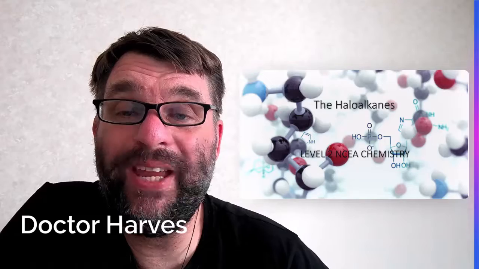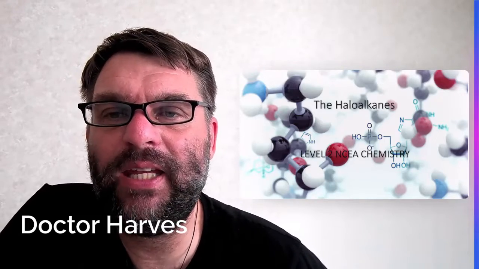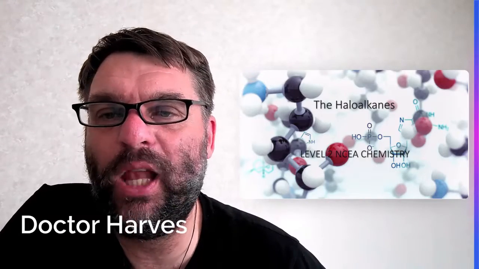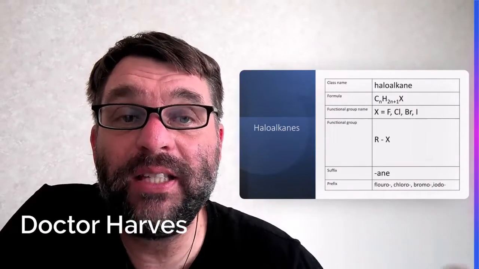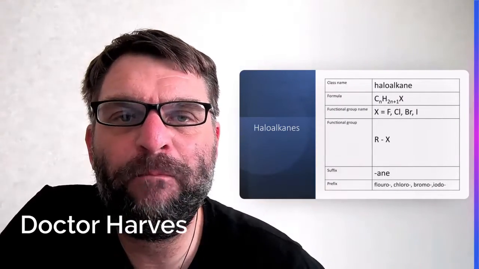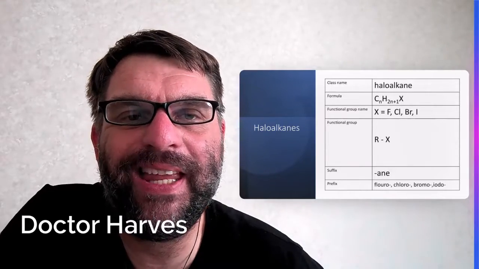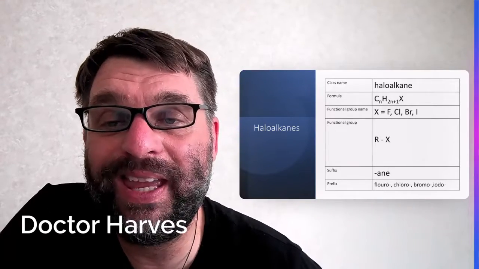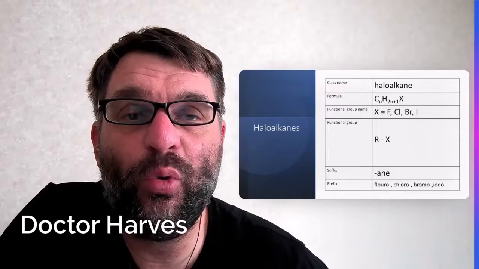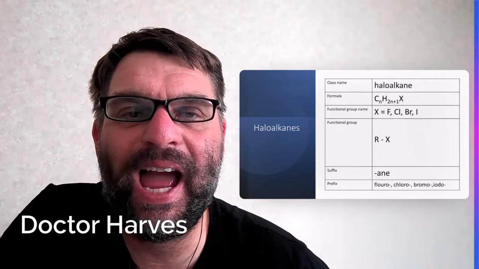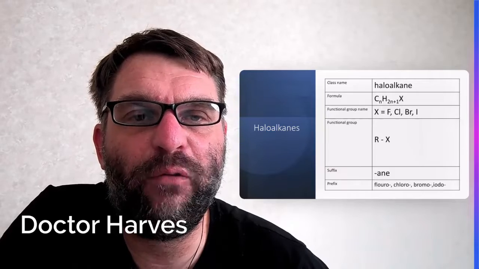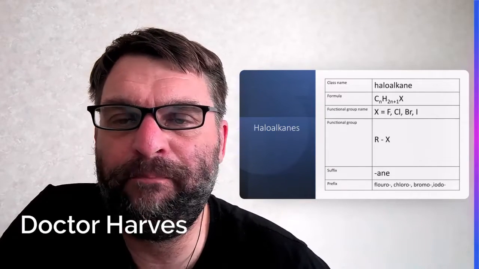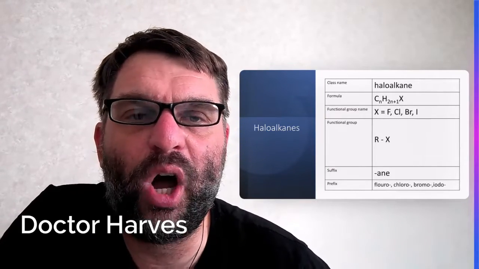So level 2 NCEA chemists, looking at our next functional group, that of the haloalkanes for our organic external. The class name for the haloalkanes is the haloalkanes. The formula is CnH2n+1X, where n is the number of carbons, and X is the halogen, which is from group 7. So X is going to be either a fluorine atom, a chlorine atom, a bromine atom, or an iodine atom.